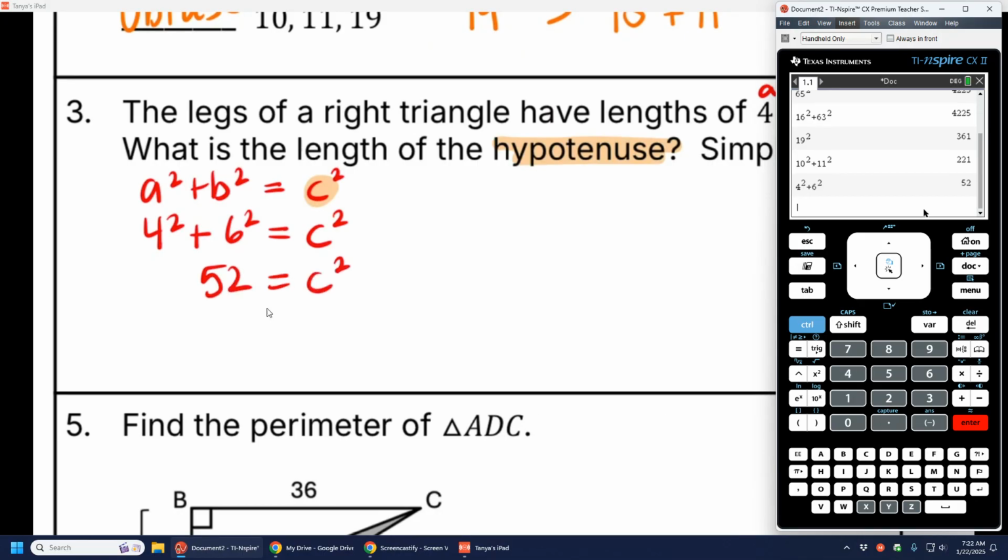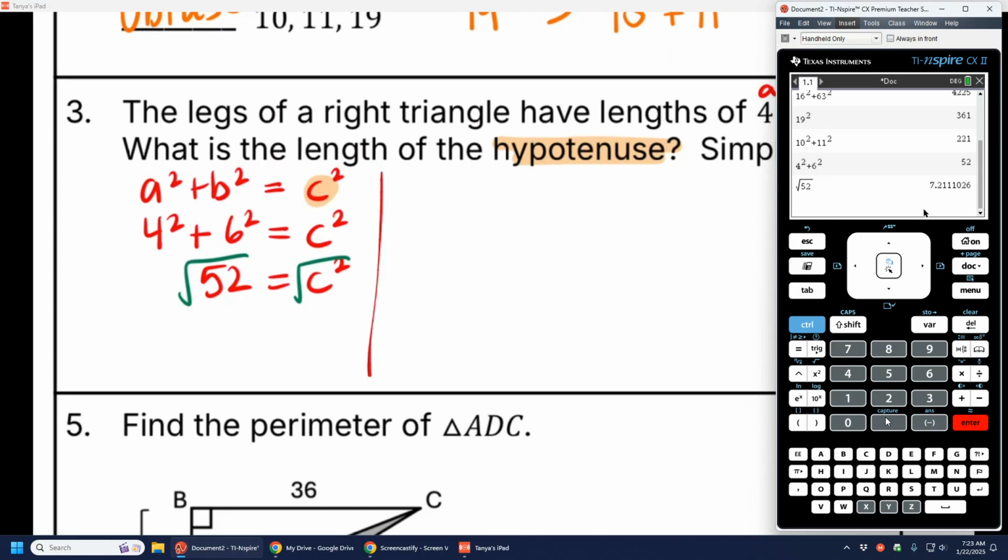Okay, but I want just regular c. I don't want it to be squared, so we're going to square root both sides. If you try to do this in the calculator, so square root of 52, it's going to give you a decimal. And on your test, it's not a decimal. It's going to be a simplified radical. So this is where you have to rewrite square root of 52.